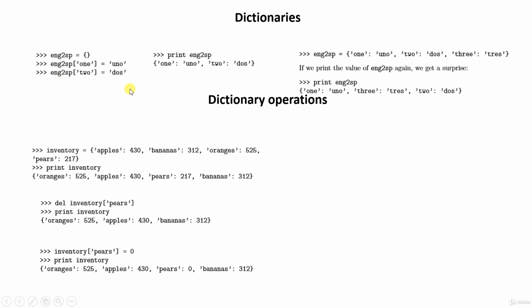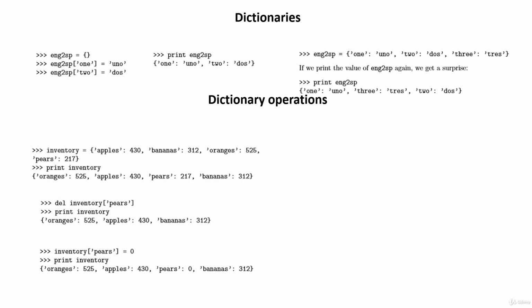This one. The first assignment creates a dictionary named English to SP. The other assignments add a few elements to the dictionary. We can print the current value of the dictionary in a visual way.